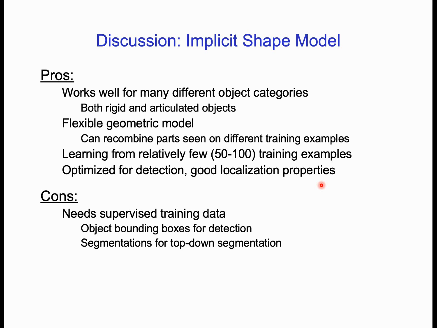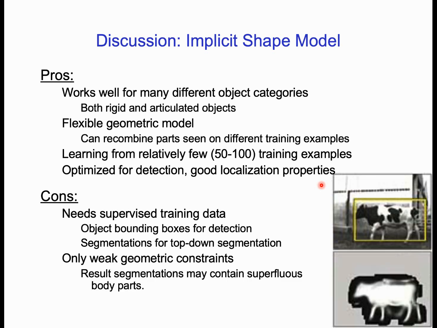The disadvantage is it still needs supervised training data. So you need object bounding boxes to do any detection, to learn any model. And it might even be useful to have segmentations for top-down segmentation. So if I'm really trying to identify different parts of the object, then I would really need bounding boxes on those different parts. And it only yields very weak geometric constraints.